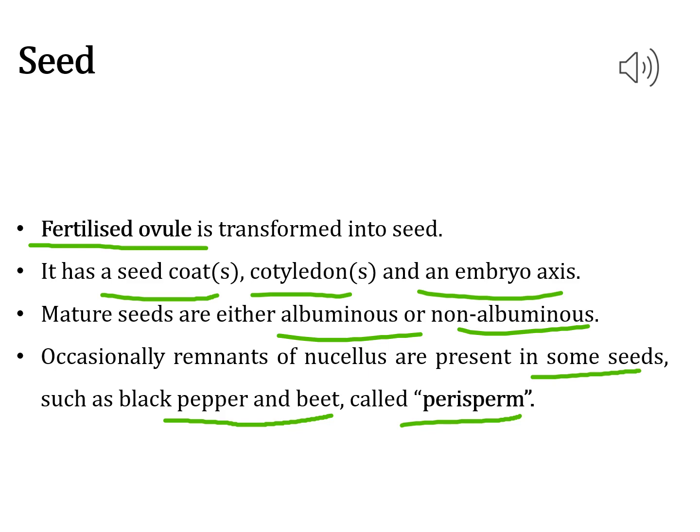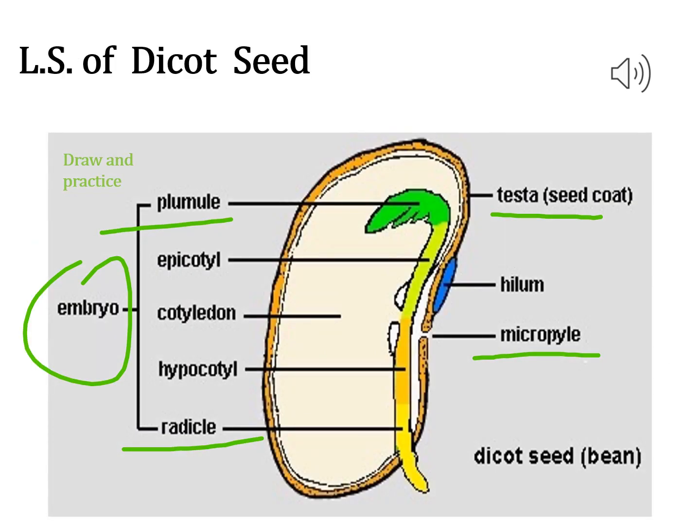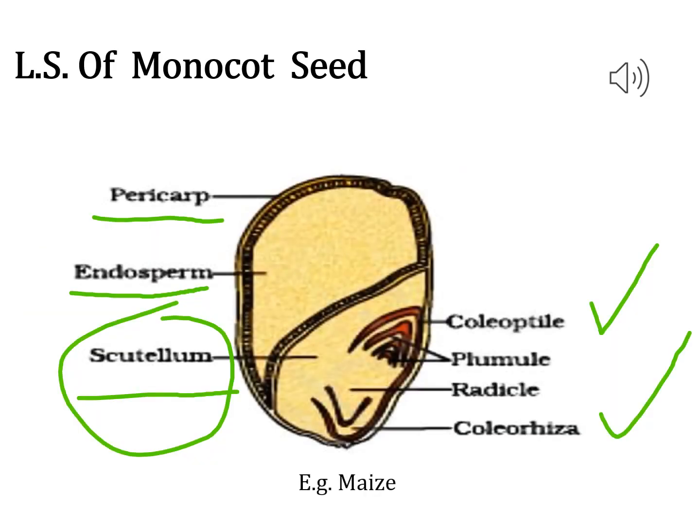Occasionally in some seeds, for example black pepper and beet, remains of the nucellus are also persistent. It is called perisperm. Structure of dicot seed: refer to the first year NCERT book, the fifth chapter, morphology of flowering plants. You will get the information. Monocot seed: I think you have also studied this in the first year morphology of flowering plants chapter. Just refer to the first year NCERT book for more details.